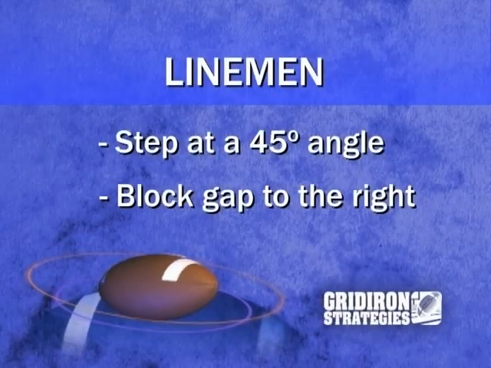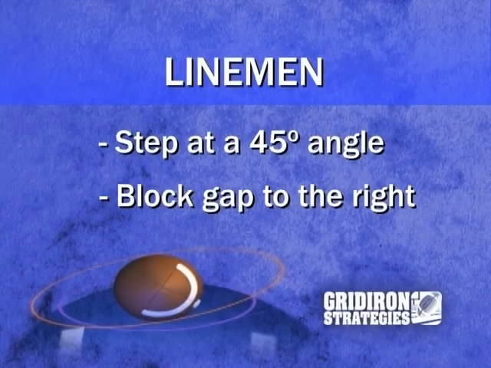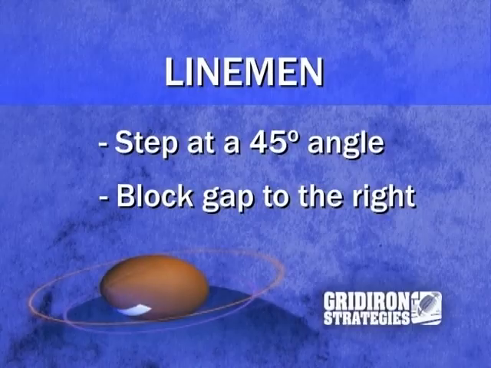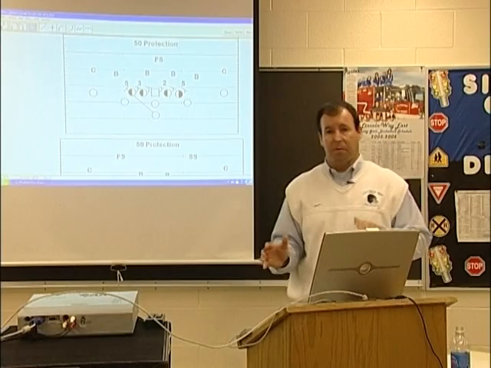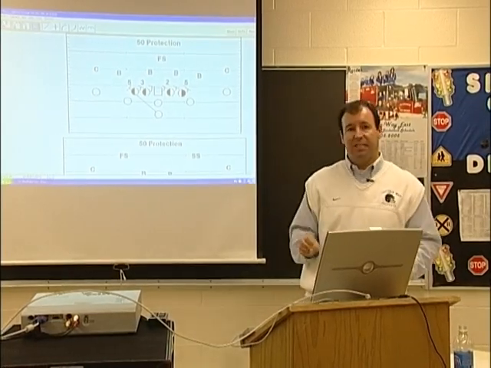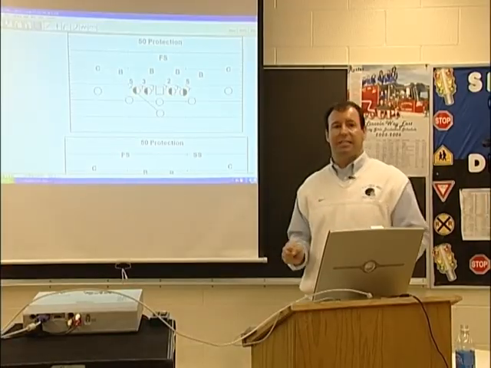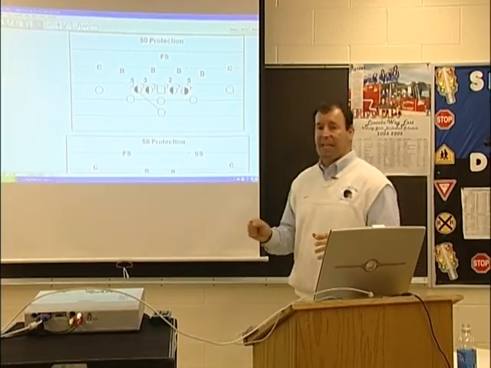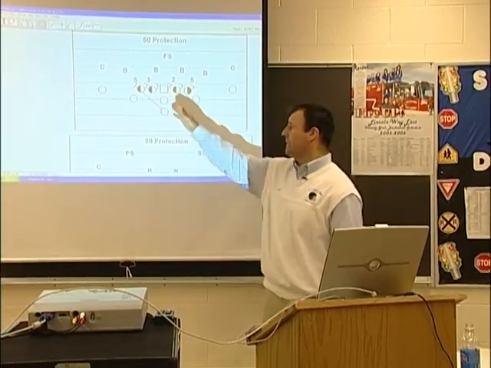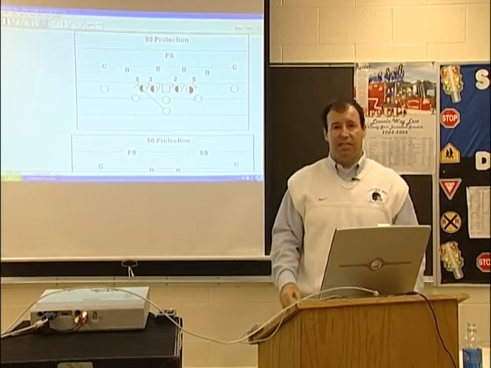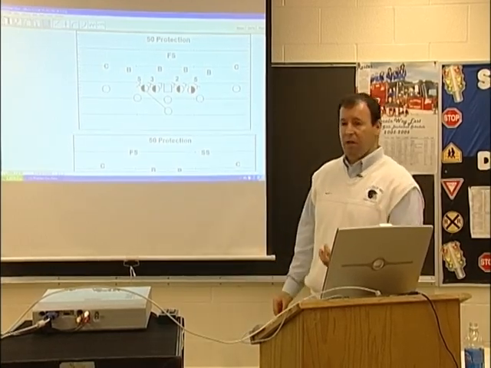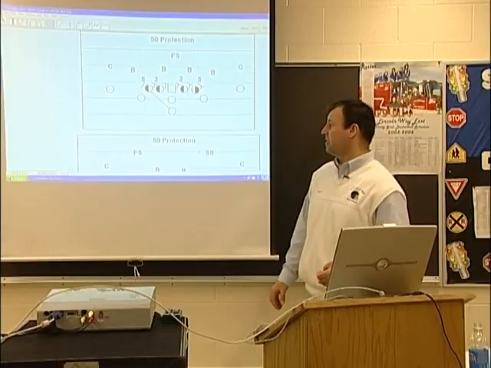Our linemen are stepping at a 45 degree angle to the right-hand side, to their gap to the right. They're coming out, staying low with their back flat, burying their face, with their hand position inside the defender, and trying to keep their hands down. So they're going to attack to the right with a 45 step, and then they're taking it back up with another 45 step with their outside foot.